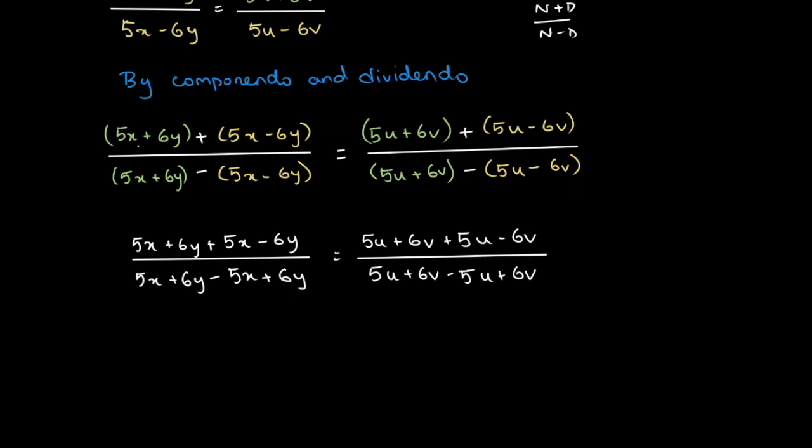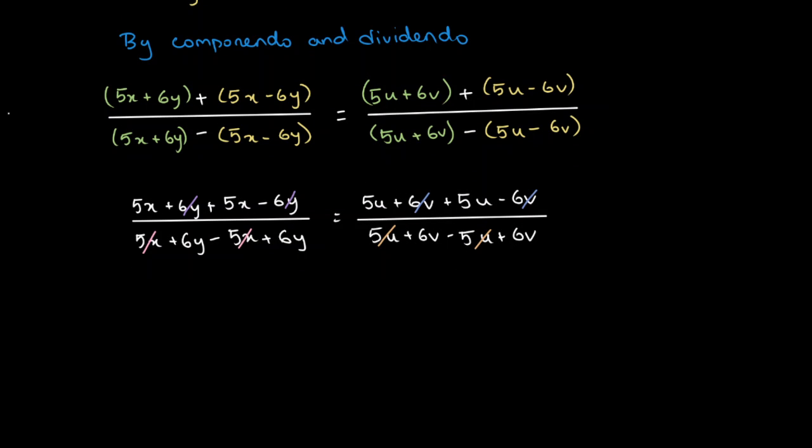Okay, so now if you observe carefully, there are a lot of terms which are going to get cancelled. In the fraction on the left hand side, I have plus 6y and minus 6y getting cancelled, and in the denominator I have 5x and minus 5x getting cancelled. Same way on my right hand side of the equation, I have plus 6v and minus 6v getting cancelled out here, and I have plus 5u and minus 5u getting cancelled out over here. Right, so now what is left?